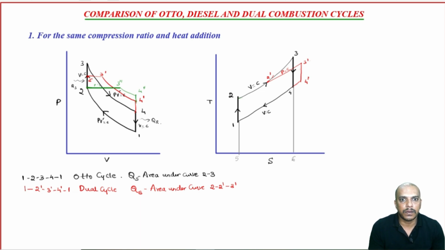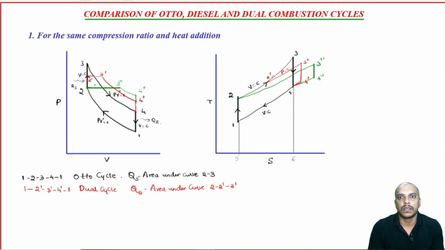Similarly, we can start from here. 1 to 2 is compression. From 2, we must move towards parallel to the constant pressure line. Now, this is our 3 double dash, 4 double dash. Then we will join it to the same line. So, this part is here.